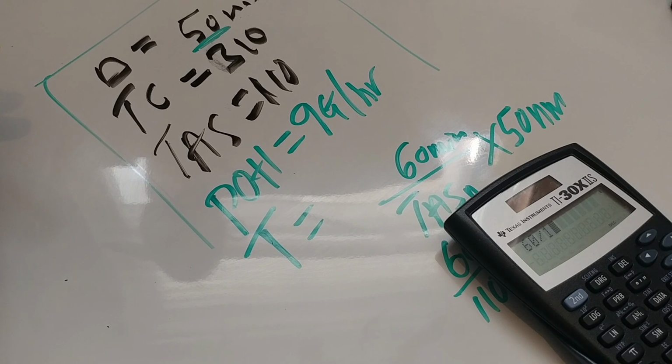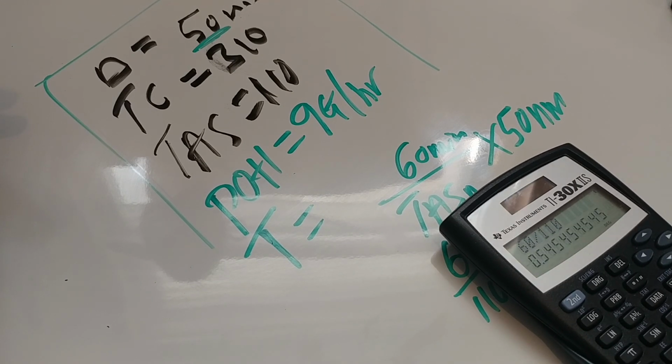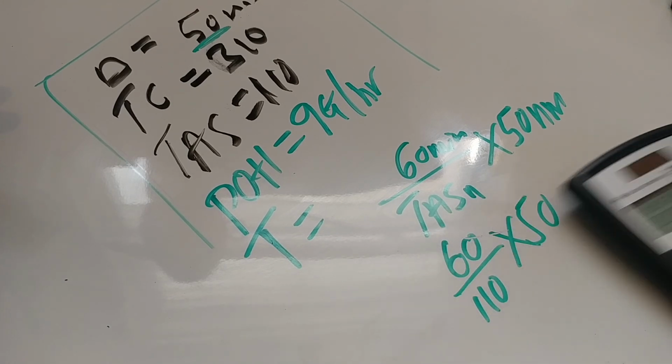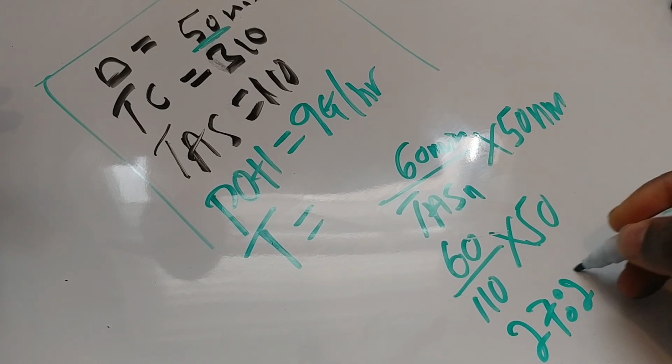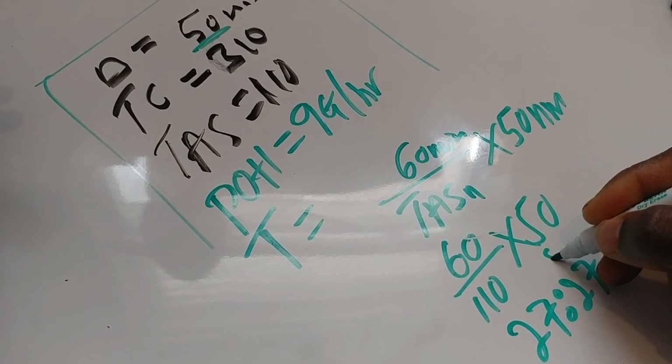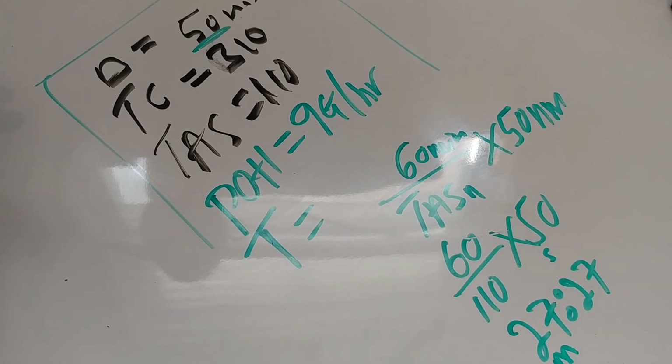Divided by 110 times 50, and we got 27.27. So seconds and minutes.